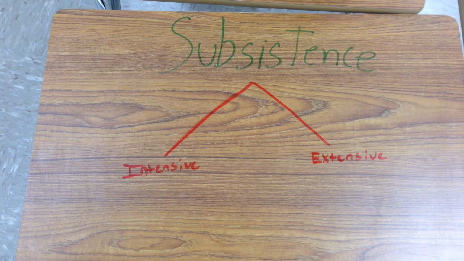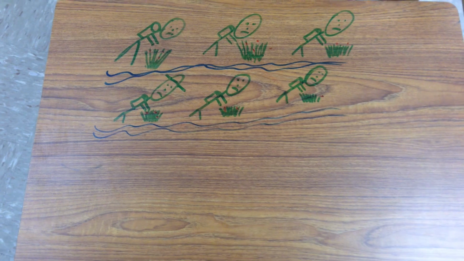Subsistence farming is then broken down into two parts, intensive and extensive. Intensive is done on a small farm, but it requires you to do a lot of work in order to get the most out of your farm. As you can see here, there's a lot of people working on the farm, but it's a small piece of land.